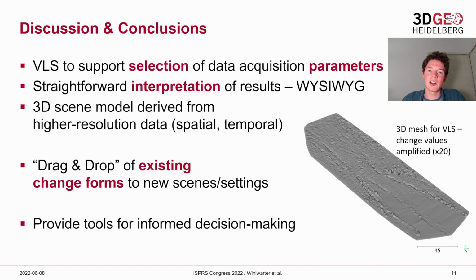The 3D scene model that we used here should always be derived from higher resolution data to avoid interpolating effects. And higher resolution here means both spatial and temporal. And this allows you then to drag and drop existing change forms that you have a TLS time series of onto new scenes or investigate them with new settings.